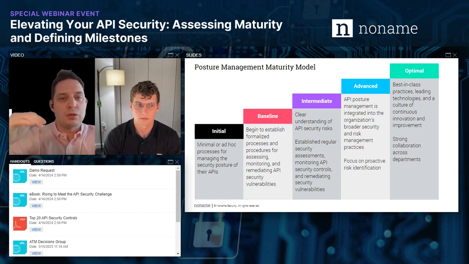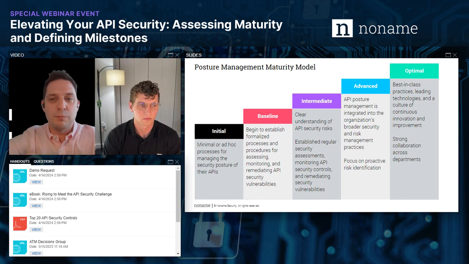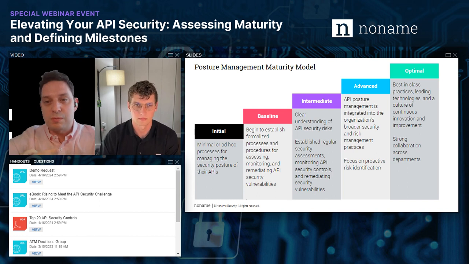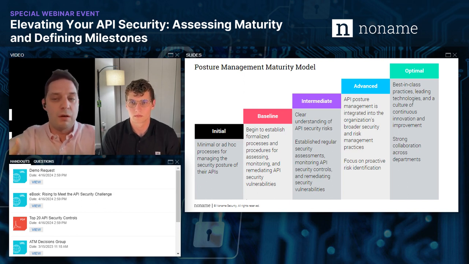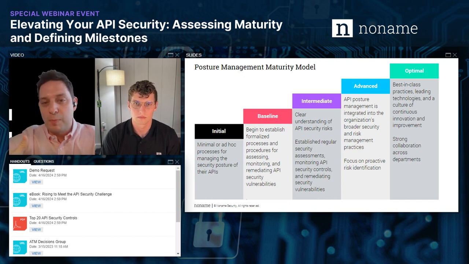Moving on to baseline, so organizations at this level start to recognize the importance of posture management and have developed some basic plans or strategy for doing that. So efforts here focus on initial security assessments, defining security requirements, implementing foundational controls, which we covered, like authentication or access controls. Next, intermediate level, this is where things are a little bit more formalized and established, right? You have regular security assessments, you monitor your API security controls, you remediate any vulnerabilities you find. And this is where you start to see automation tools, established security policies and standards.